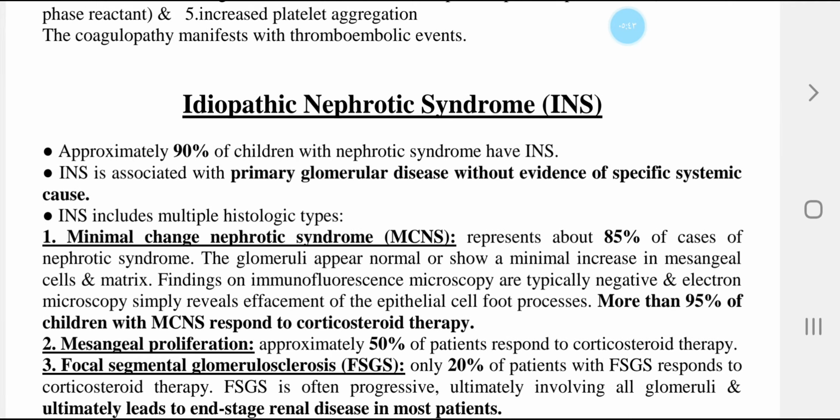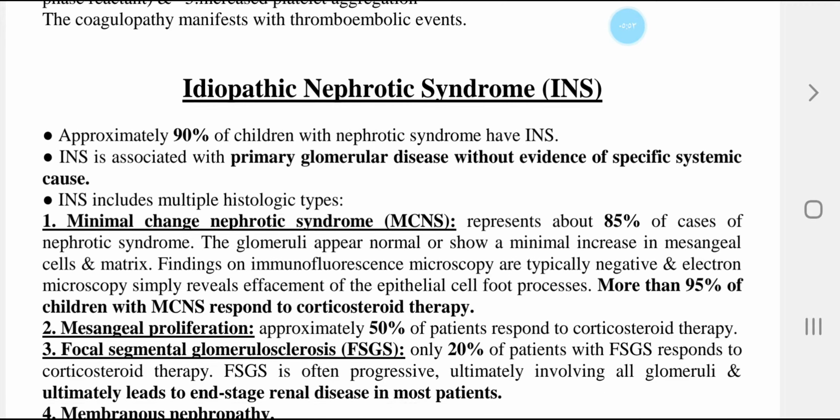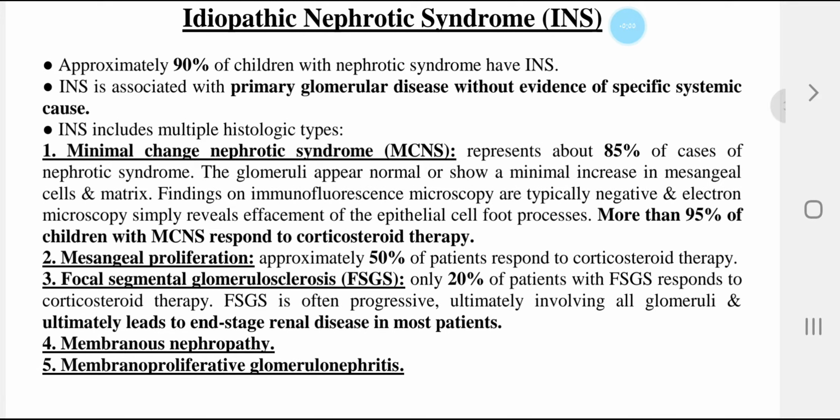Now we talk about the most common type of nephrotic syndrome, which is idiopathic nephrotic syndrome. Approximately 90% of children with nephrotic syndrome have idiopathic nephrotic syndrome. Idiopathic nephrotic syndrome is associated with primary glomerular disease without evidence of specific systemic cause. Idiopathic nephrotic syndrome includes multiple histological types.